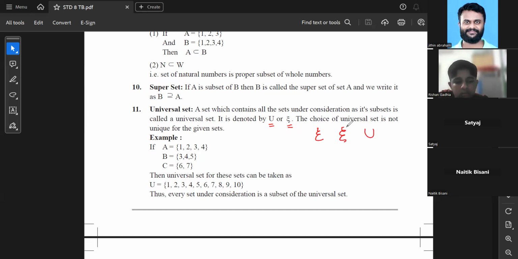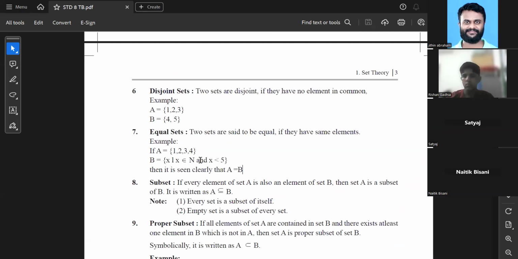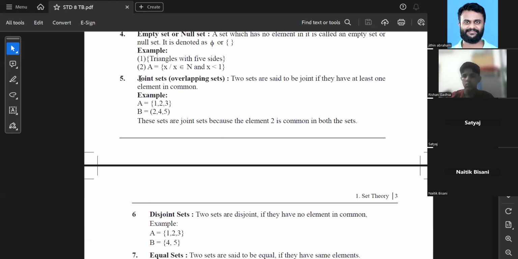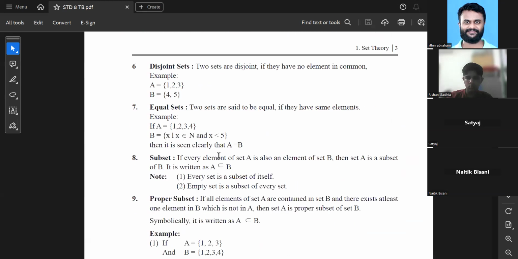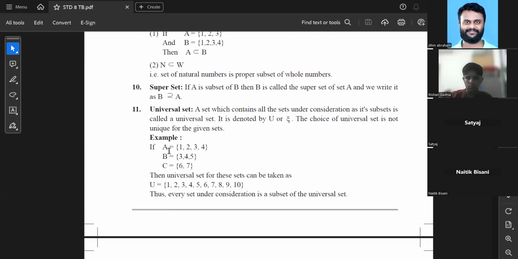The choice of universal set is not unique for given sets. For example, there are three sets: A, B and C. A consists of 1, 2, 3, 4. B consists of 3, 4, 5, and C consists of 6, 7. Before I proceed, A and B have common elements, so whenever they have a common element, we call them overlapping sets or joint sets. In this case, A and B have two common elements, 3 and 4.